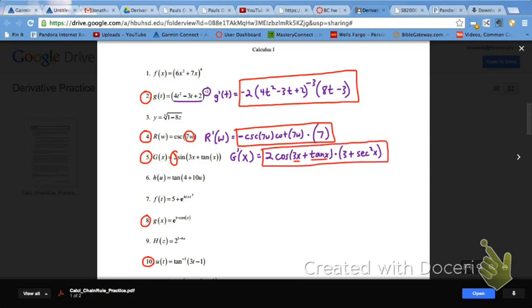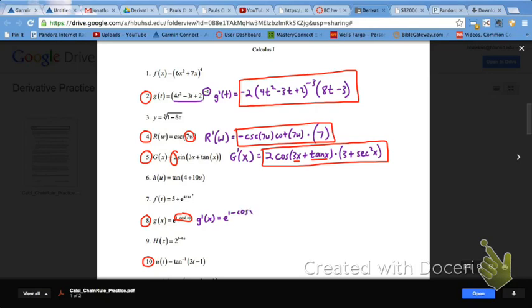Put a nice box around that. And let's scoot on down to number 8. So we see we have g of x is equal to e to something. Again, that something is going to be our second or inside function. The e to something is our outside function, and we know that the derivative of e to something is the same thing.